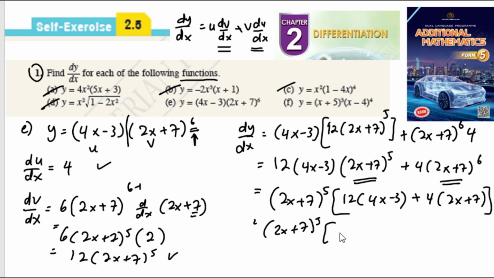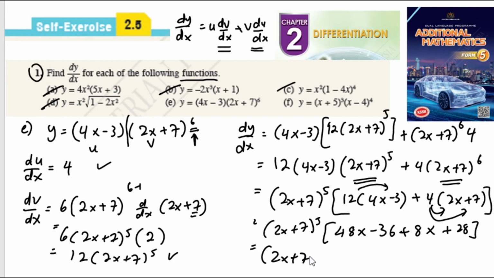So 12 times 4x, you get 48x. 12 times negative 3, you get negative 36. And then 4 times 2x, you get 8x. 4 times 7, you get 28. So we have 2x plus 7 to the power of 5 times the bracket. So 48 plus 8, you get 56x. Negative 36 plus 28, you get negative 8.